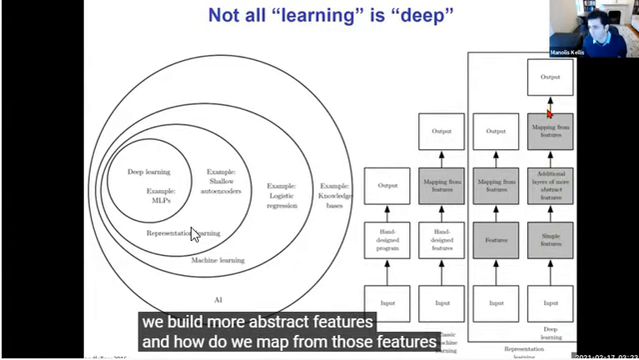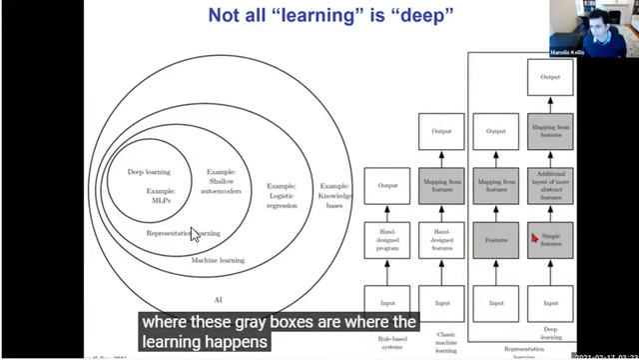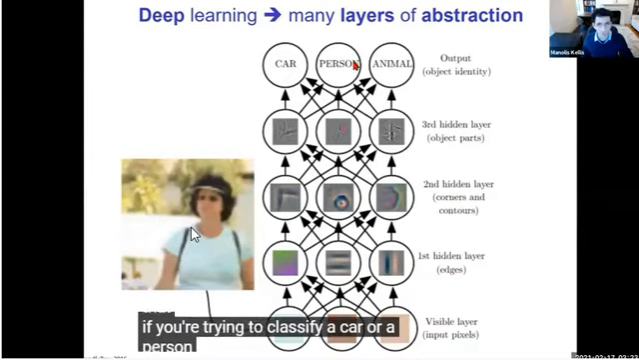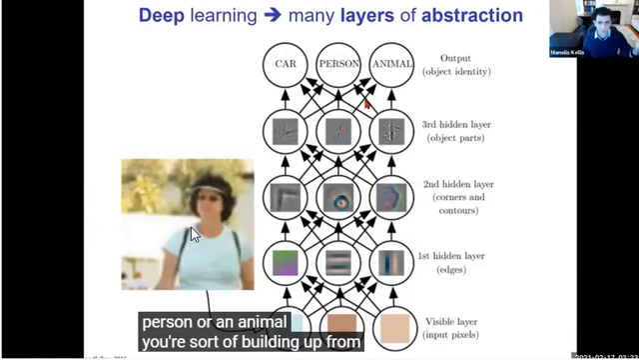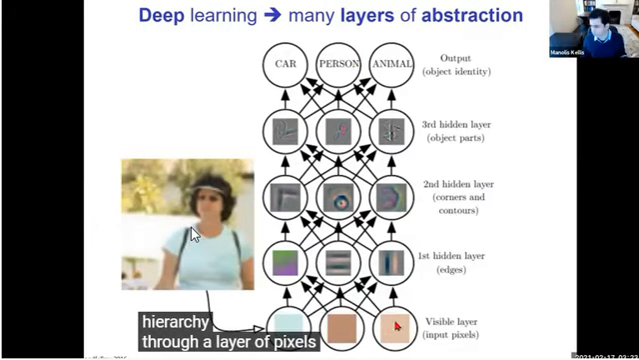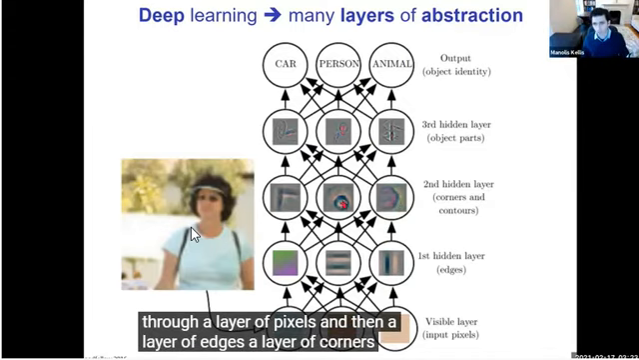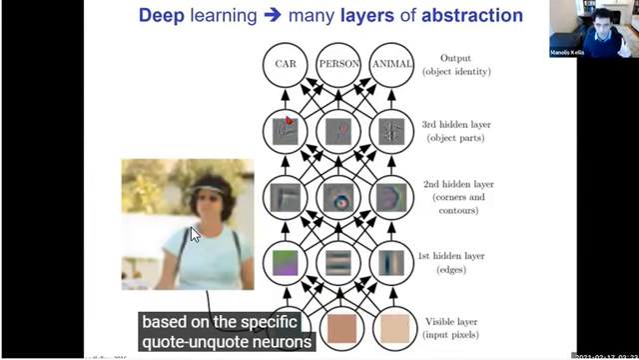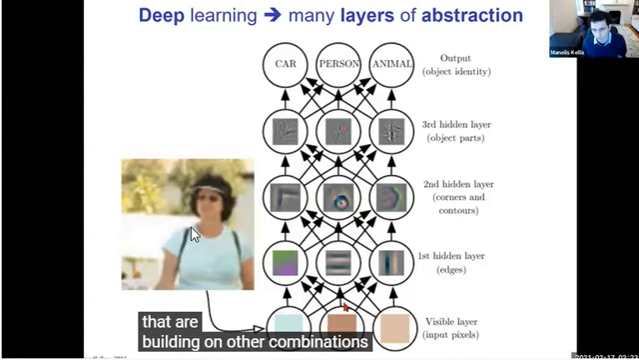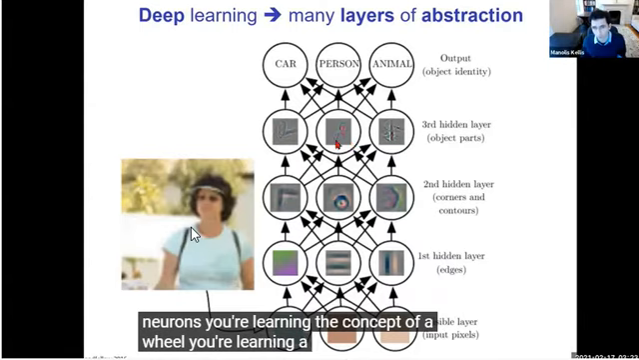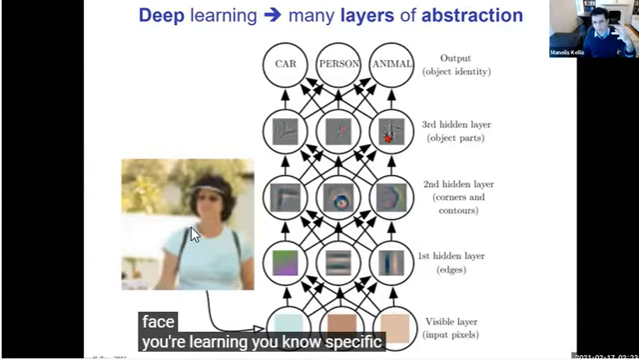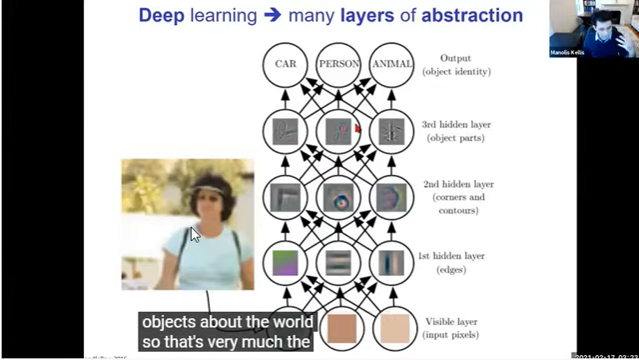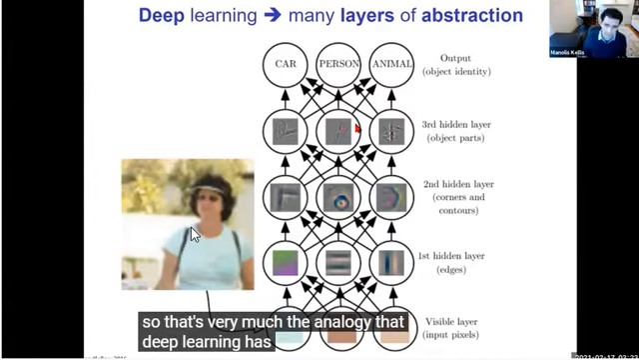And how do we map from those features where these gray boxes are where the learning happens, will be across all levels. So that if you're trying to classify a car or a person or an animal, you're sort of building up from that hierarchy through a layer of pixels, and then a layer of edges, a layer of corners and contours, a layer of object parts, and ultimately, based on the specific quote unquote neurons that are firing, that are building on other combinations of neurons, you're learning the concept of a wheel, you're learning a concept of a face, you're learning specific concepts about the world, which you can then use to predict objects about the world. So that's very much the analogy that deep learning has for how to learn about the world.